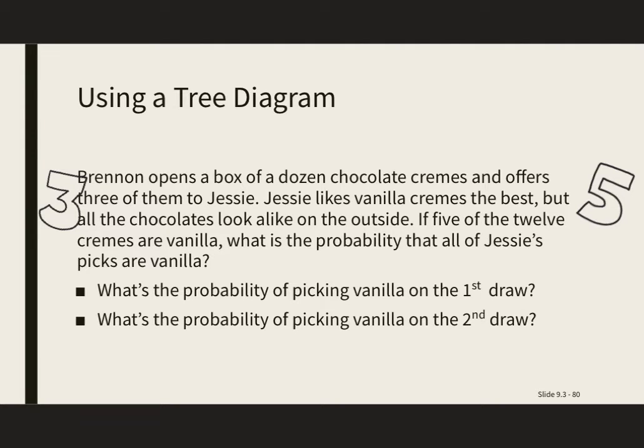So some things to consider in finding the probability that all 3 are vanilla. We need to find the probability of picking vanilla on the first draw and on the second draw.